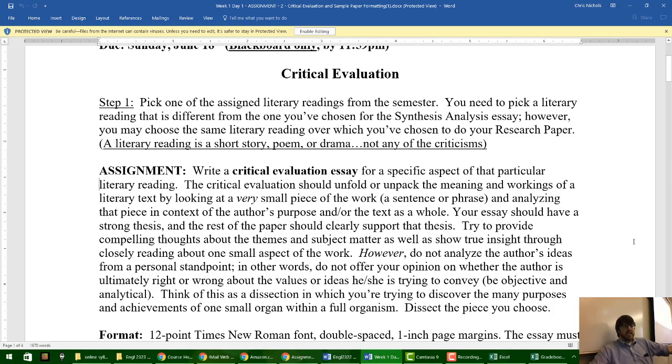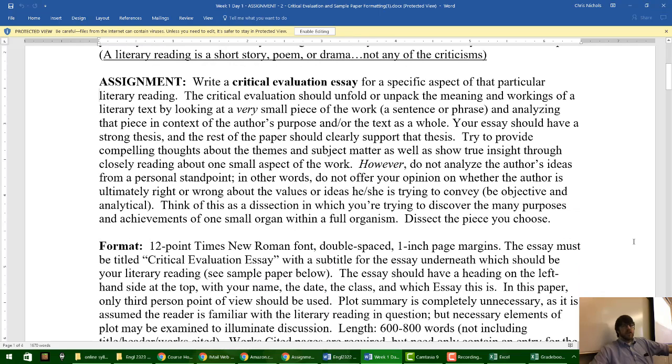Don't analyze the author's ideas from a personal standpoint, though. Don't offer your opinion on whether the author is ultimately right or wrong about the values or ideas he or she is trying to convey. I want you to be objective and analytical. So that's, again, the opposite of a synthesis analysis.